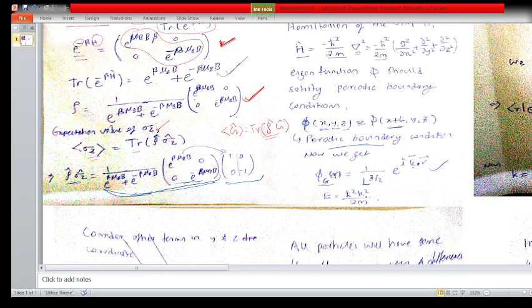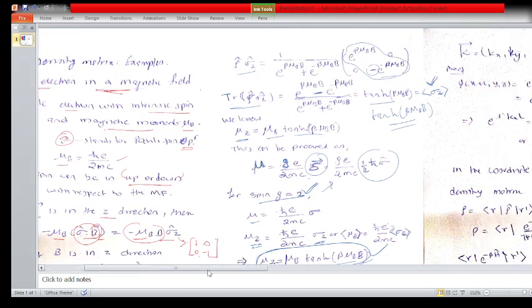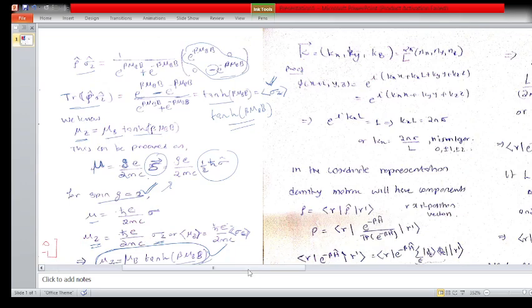What is k square, and how is it coming? This is nothing but p square by 2m, and p is h cross k, so h cross square k square by 2m is the energy. So phi at any energy E is given by 1 by L raised to 3 by 2 e raised to i k dot r, where this k corresponds to this particular energy. That is the wave function for a particle in a box of length L, and we are treating this system in 3 dimensions.